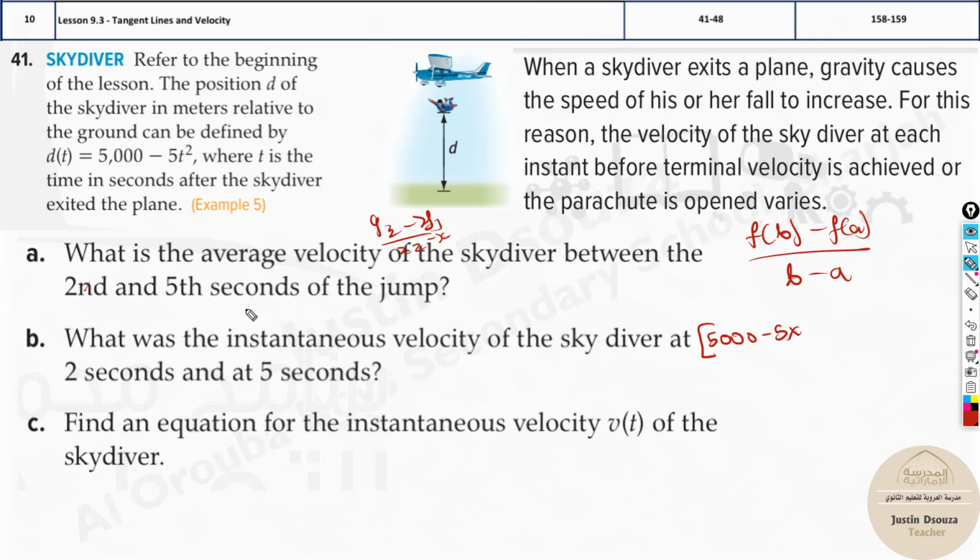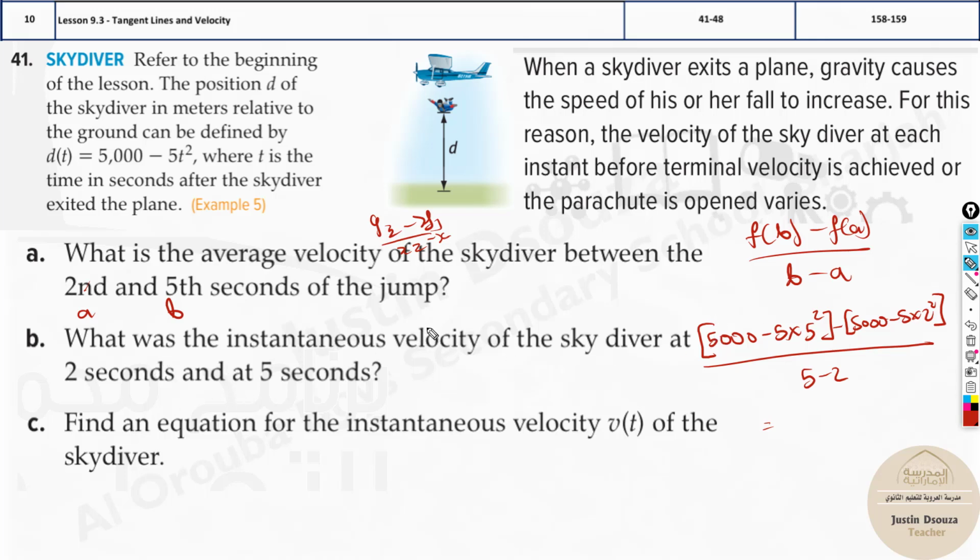What is the t for the b? First is a, b is second. It's 5, fifth second, right? 5 squared. Minus again 5000 minus 5 times 2 squared divided by 5 minus 2. Just put it in the calculator, you get the answer. Let's look into the next ones as well, and then we will come back and solve this.